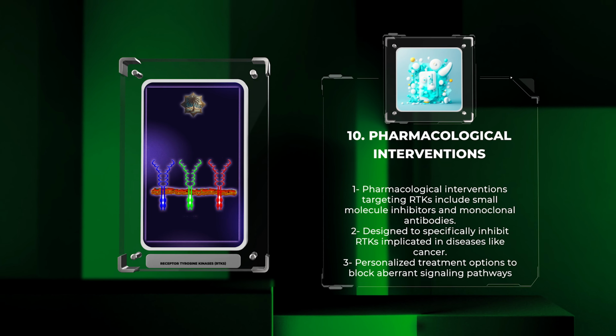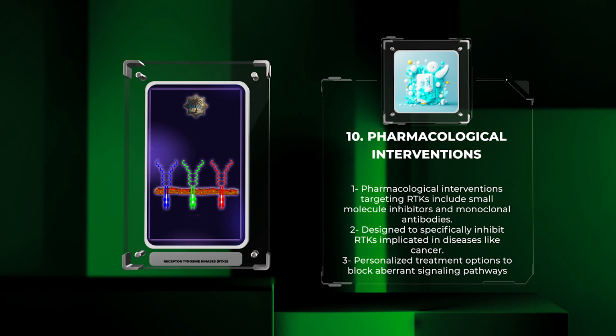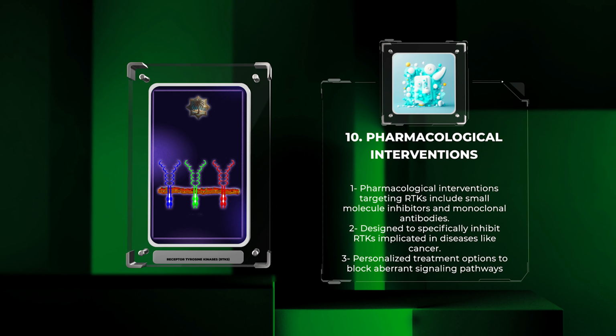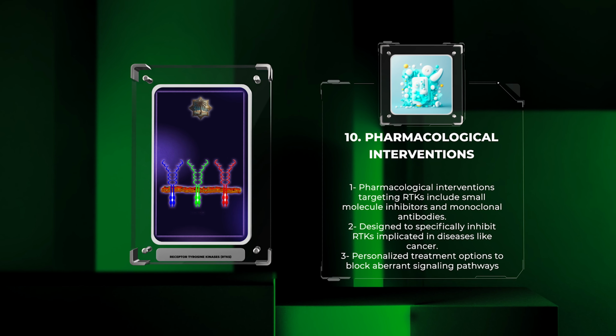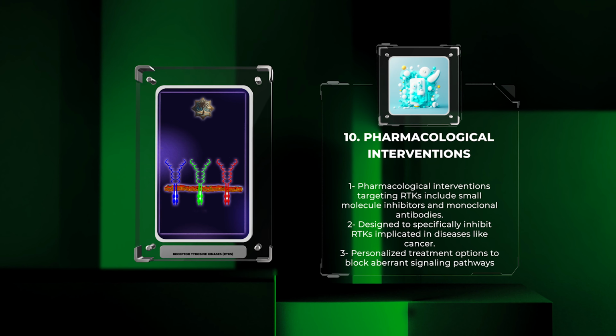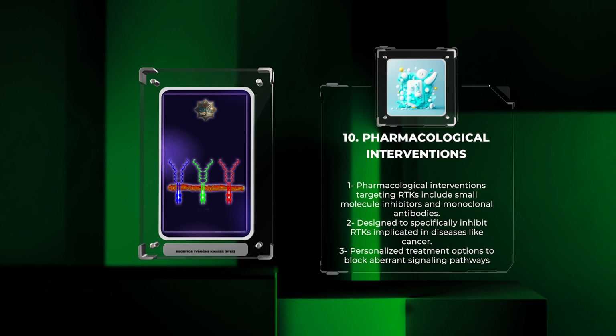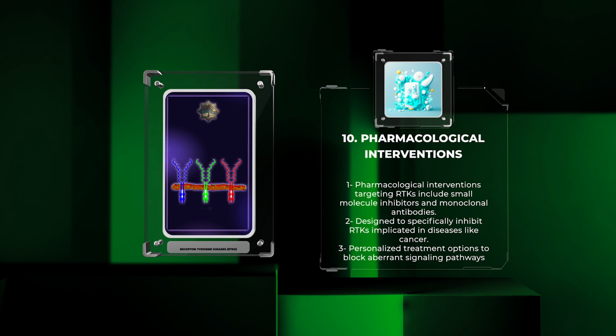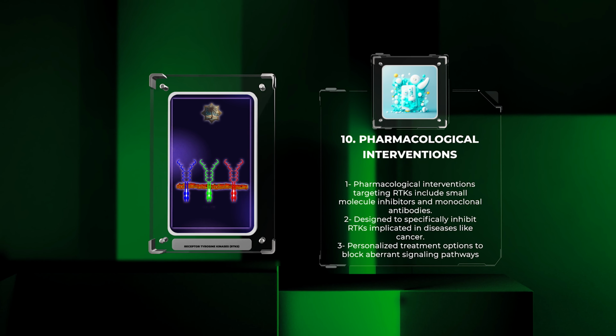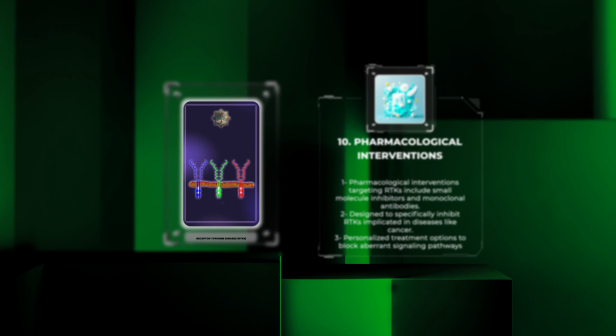Moving forward, let's discuss the pharmacological interventions targeting receptor tyrosine kinases, RTKs. Small molecule inhibitors and monoclonal antibodies have been developed to specifically target and inhibit RTKs implicated in various diseases, including cancer. These targeted therapies offer personalized treatment options by blocking the aberrant signaling pathways associated with specific RTKs, thereby inhibiting tumor growth and improving patient outcomes.